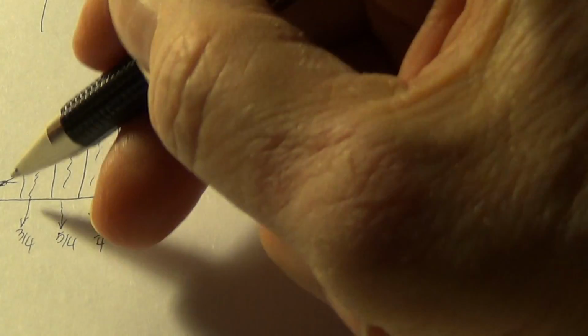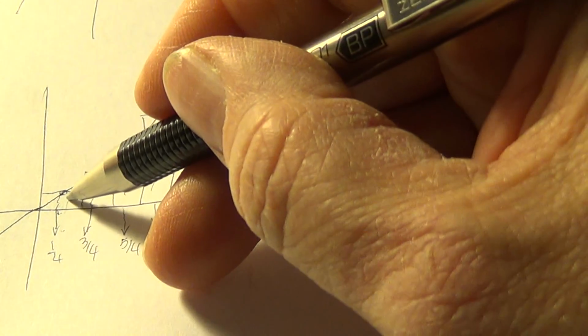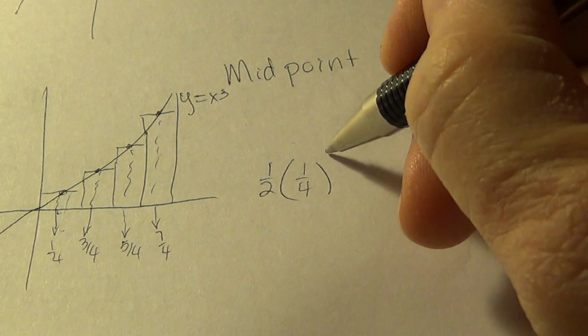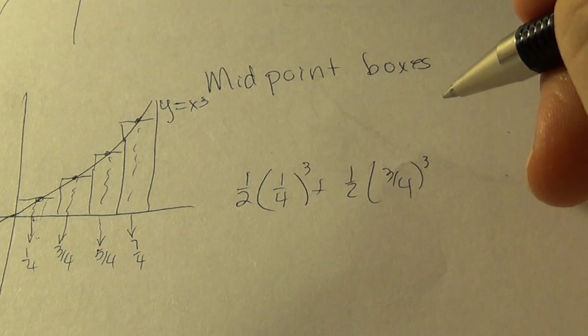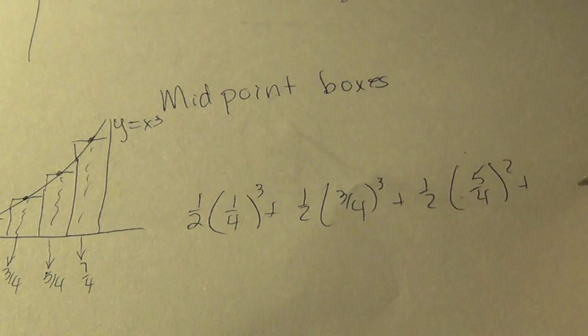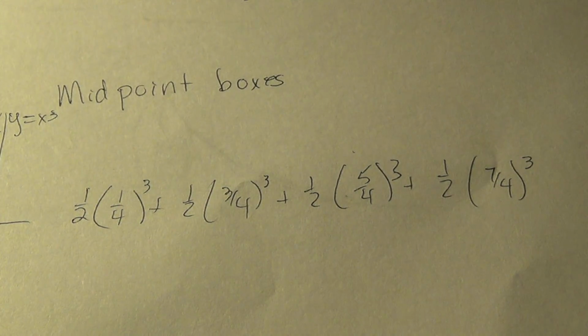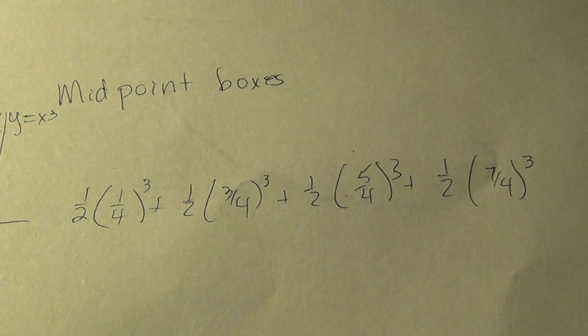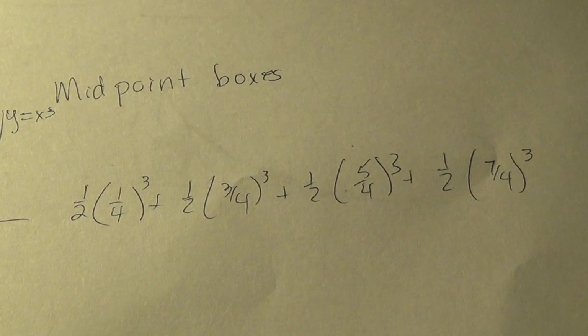So I know that this one is 1/2 long. And I'm going to evaluate the function at 1/4: 1/2 times 1/4 cubed. 1/2 times 3/4 cubed. And 1/2 times 5/4 cubed. And 1/2 times 7/4 cubed. All right, I don't really have that number. So I'm going to grab my calculator and get it and be back to finish up with trapezoids. So come back to me, part 3.